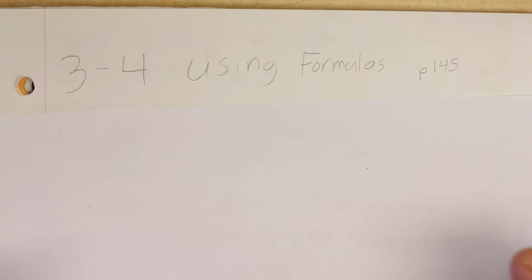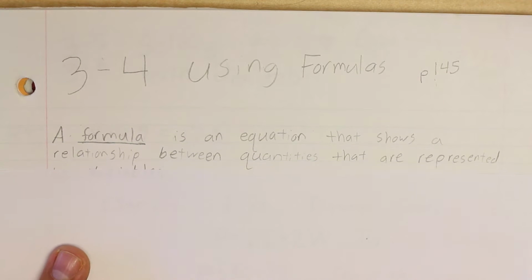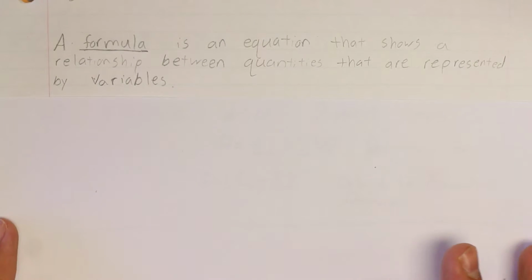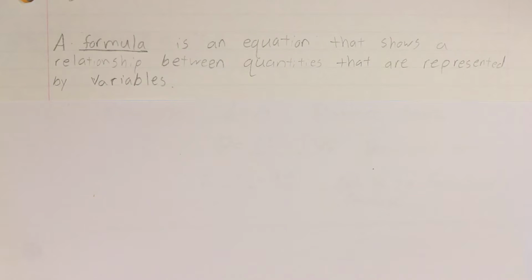All right, let's go ahead and get started. First, we do have a definition that we need to copy down. A formula is an equation that shows a relationship between quantities that are represented by variables. If you don't understand that, once we look at some examples, hopefully you'll understand it. But before we look at some examples, let's really try to break this definition down so we can understand it a little better.